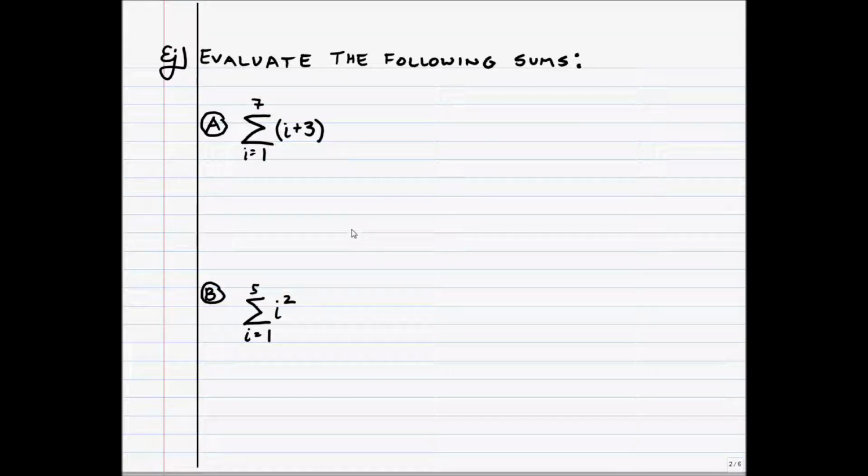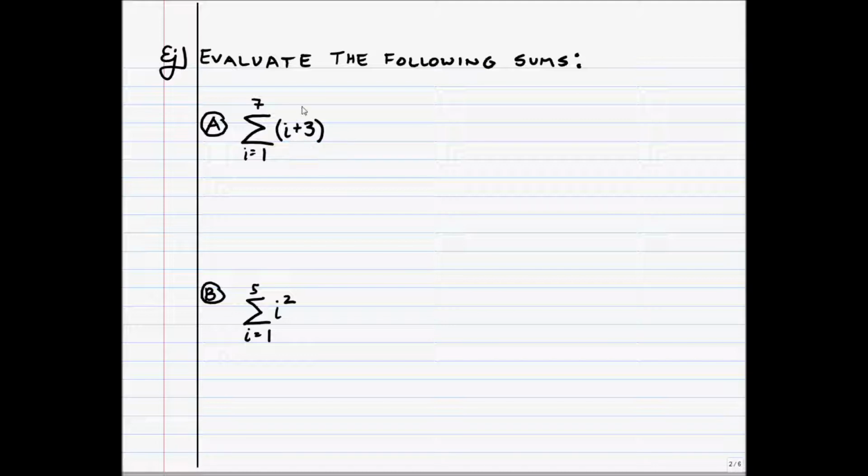So, to start out with, what does this all mean? Let's get the idea of summation in our head, because we've got to understand summation really means just adding a bunch of stuff over and over and over again. So this first guy, for example, let's look at example A. This one says to evaluate the sum from i equals 1 to 7 of i plus 3.